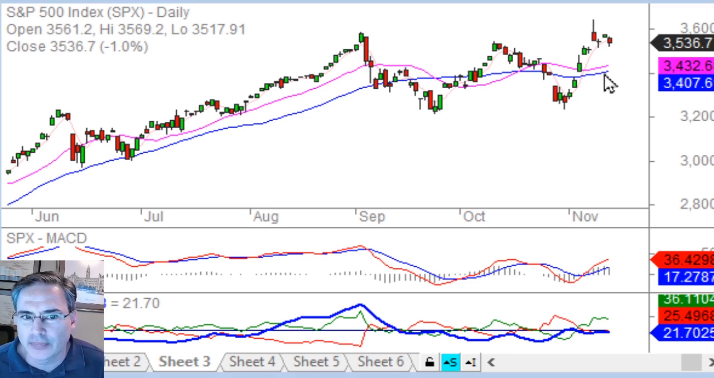You can see the 3430 is the 18 and the 40 is right around this 3,400 area. So if you were to break back down below 3,400, really be confirming that this was a failed new high and that we're still in a sideways trading range.